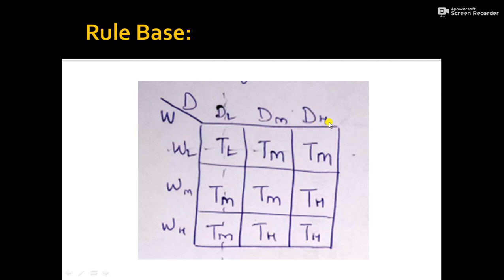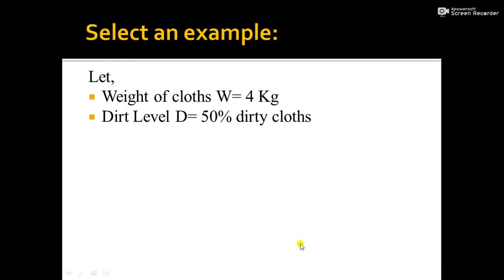If the dirt level is very high and the weight is also very high, then the time required for washing will be high. So the rule will state like this: if the dirt level is high and the weight of the cloth is high, then the time required for washing the clothes will be high. Is it okay? Fine. Next, in order to continue with the problem, we need to assume an example.